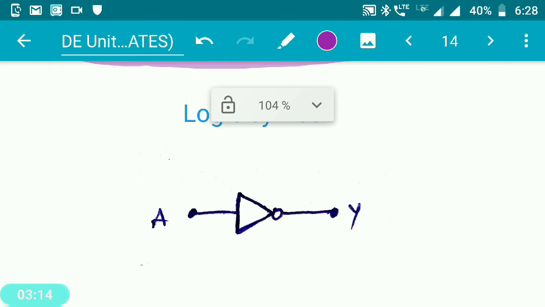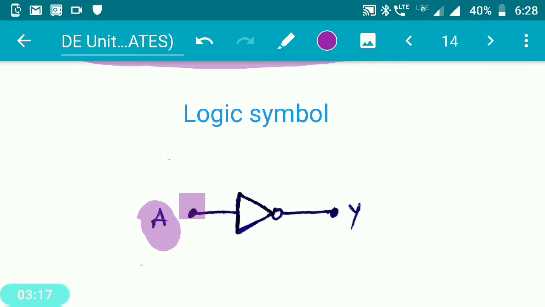So this is the logic symbol. We have some input given to the input of the not gate. The not gate is drawn very similar to a triangle, with a dot in front of the triangle, and then it gives you the output. This not gate is going to have only one input and one output. Remember, a not gate always has one input and one output.